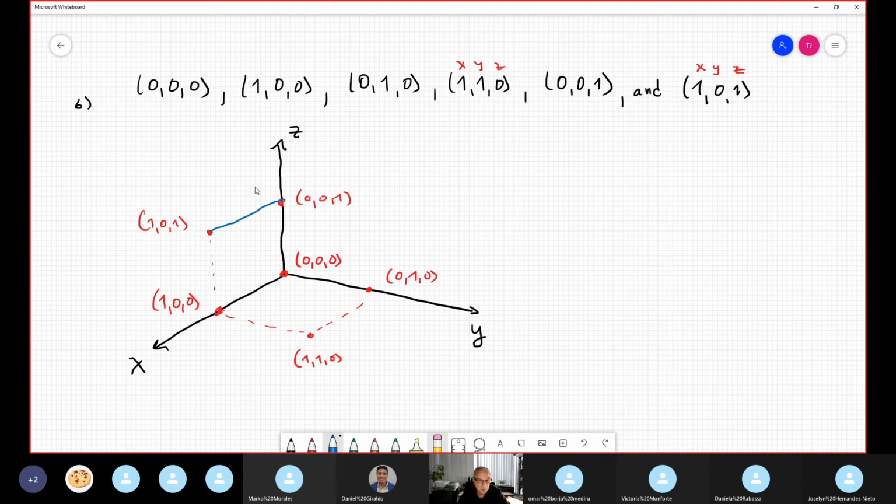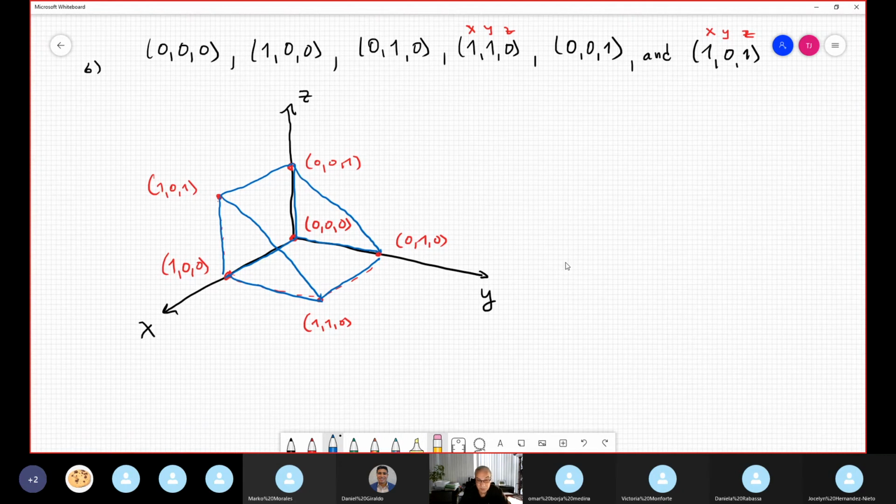One segment here, one segment here, one segment here, one segment here, another segment here, another segment here, another segment here, another segment here, and this is my solid. Using my imagination, well, the solid is a prism.